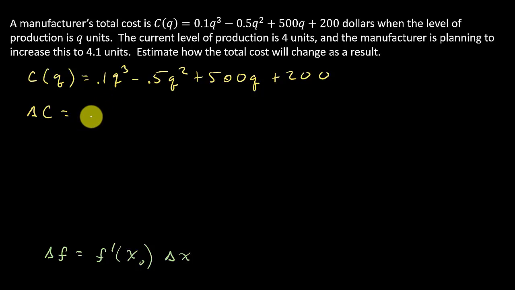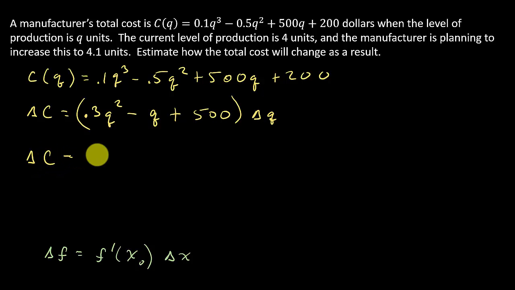So that's going to be 0.3 Q squared, bring the 3 down, subtract 1, minus 2 times 0.5 is 1, subtract 1, so that leaves us with Q, plus the derivative of 500Q is just 500, and then the derivative of 200 is 0. Now remember, this is all times delta Q. Okay, so we're going to get delta C is equal to 0.3.